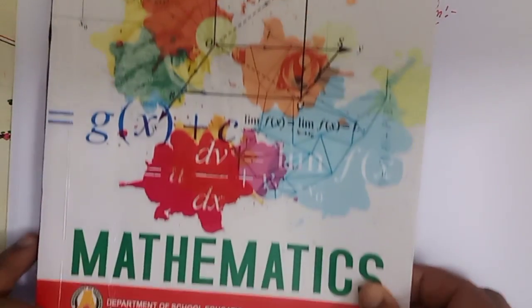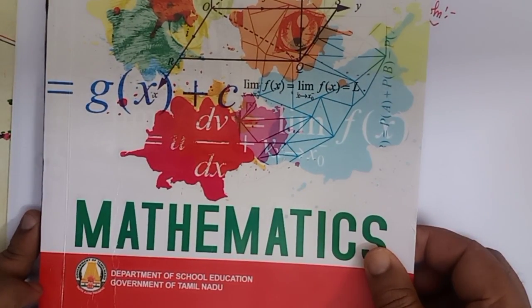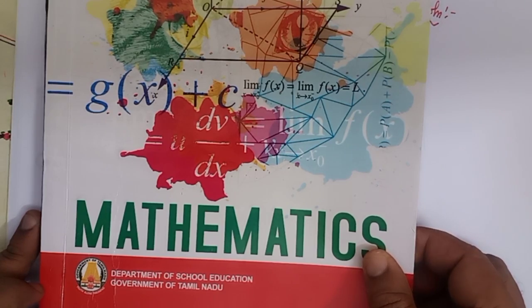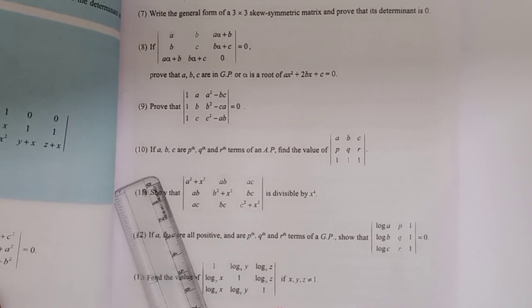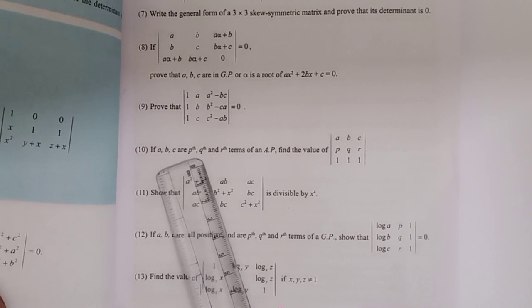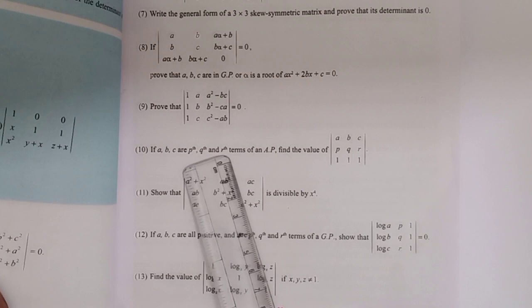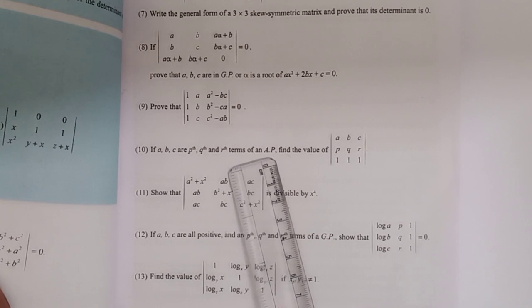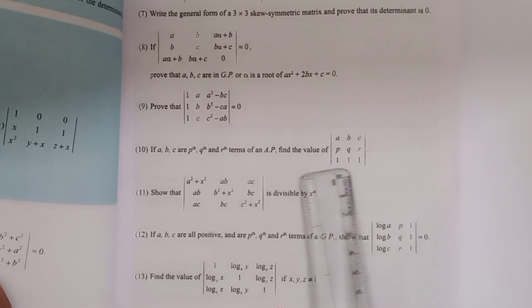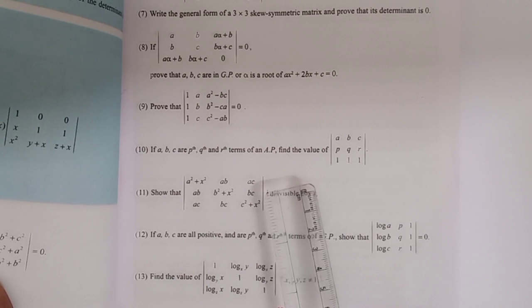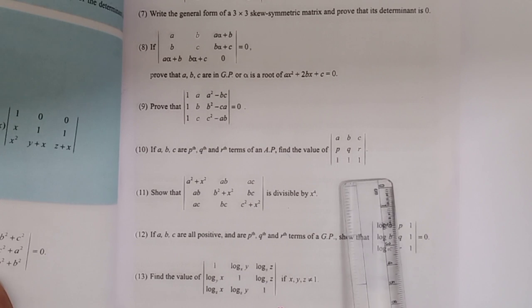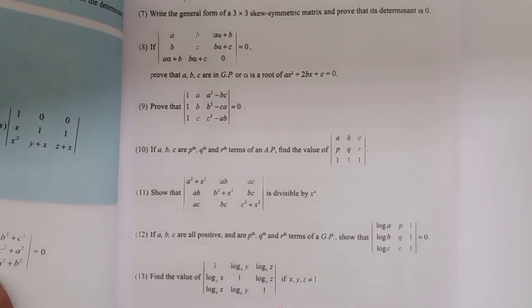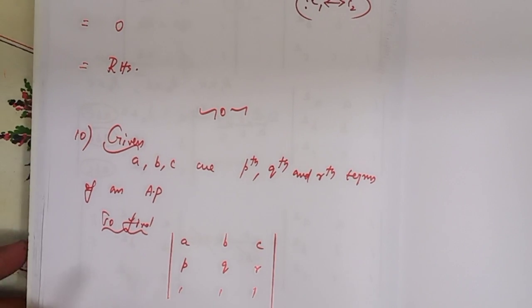11th standard mathematics, chapter number 7, continuation of exercise 7.2. Now problem number 10. If a, b, c are the pth term, qth term and rth term of an AP respectively, find the value of the determinant: first row a, b, c; second row p, q, r; third row 1, 1, 1. That is problem number 10.